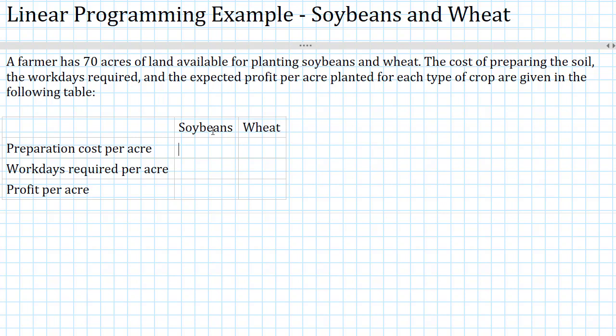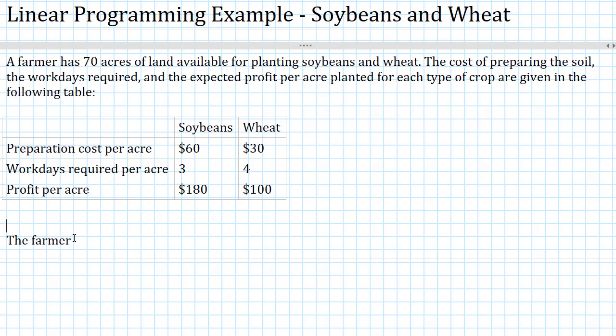All right, so for soybeans, we're looking at $60 of preparation cost per acre, and for wheat, we're looking at $30 of preparation cost per acre. The workdays required per acre are 3 and 4, and then the profit per acre is $180 and $100. Okay, so this describes some requirements needed per acre for soybeans and for wheat, both having different requirements. All right, so let's continue.